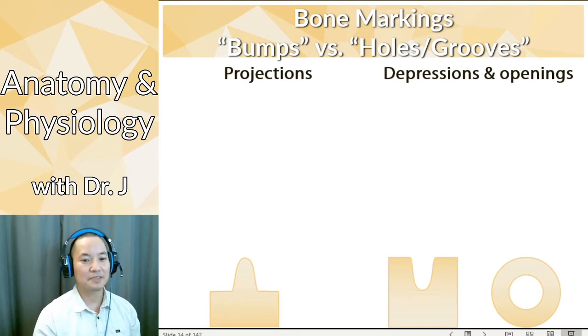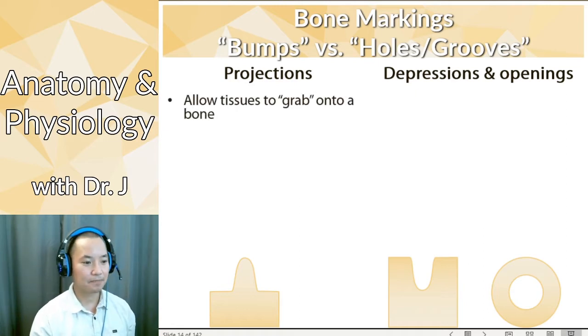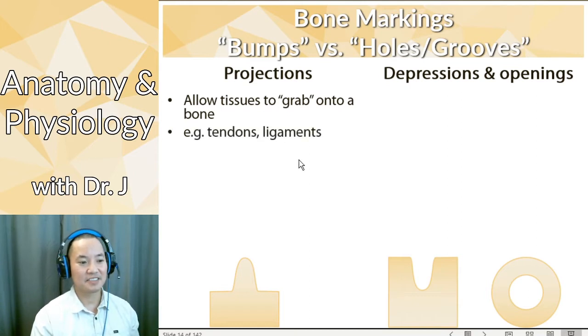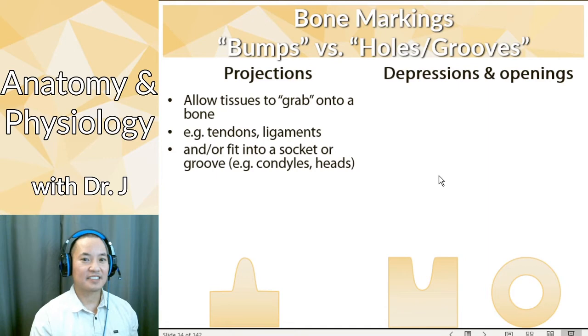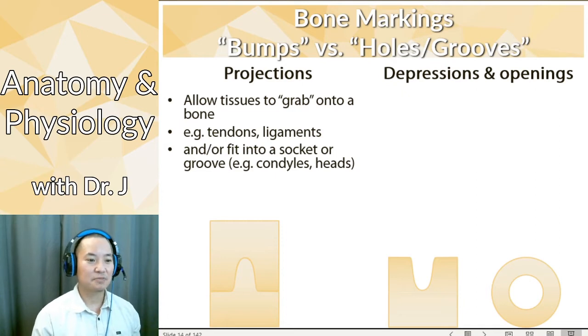Because they have general properties and they lend their properties to how they work with other tissues in your body. So things with projections, anything that's raised on a bone surface, allow other tissues to grab onto a bone, such as a ligament or a tendon. Or instead of actually having a tissue attached to them, they might fit into a depression. Here we have a projection, but it nestles and forms a joint with another bone. So most projections do one of these things. They either allow something to attach to them or they fit into something.